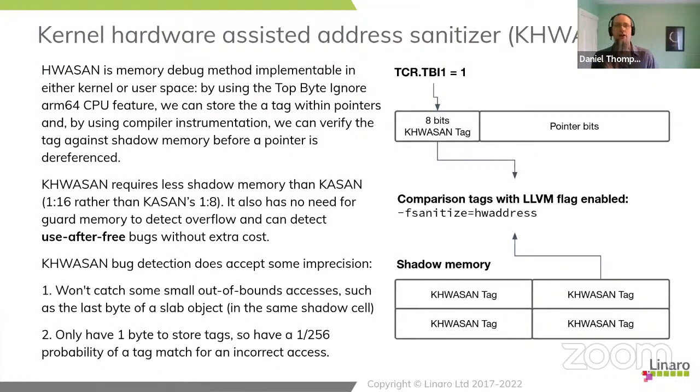Other super powerful option is the kernel hardware assisted address sanitizer. This one's particularly important to an ARM audience because I believe that it's more or less unique to ARM because it's based on an ARM MMU feature. And that's a special ARM feature called top byte ignore. This was designed to create things called tagged pointers.